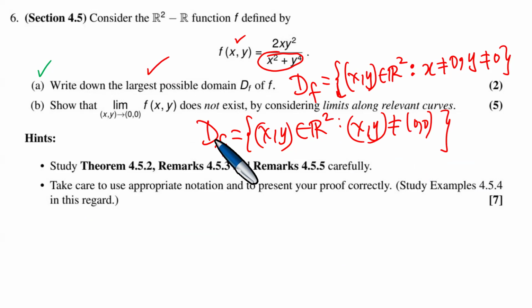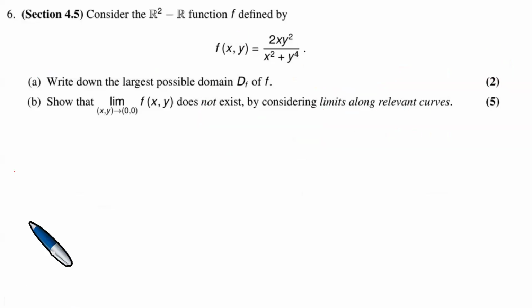Okay, next point. In the next question, we need to show that the limit of f of x and y as x and y approach 0 and 0 does not exist by considering limits along relevant curves, for 5 marks. So we need to show that this limit does not exist. Let's investigate that part. How? We need to show that this limit of this function does not exist.